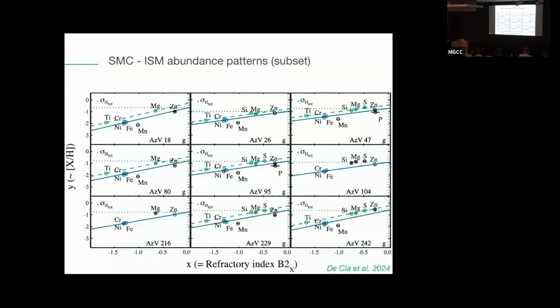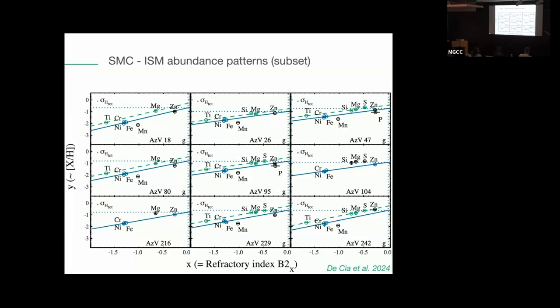This is a subset of our data set, and here you see the abundance patterns. Again, the abundances are on the y-axis. On the left side, you have the more refractory elements, and on the right, the more volatiles. These panels are very similar, so you can focus on, for example, one like that. On the blue line, you can see the main trend. The normalization gives us the metallicity, and the slope gives us the dust depletion.